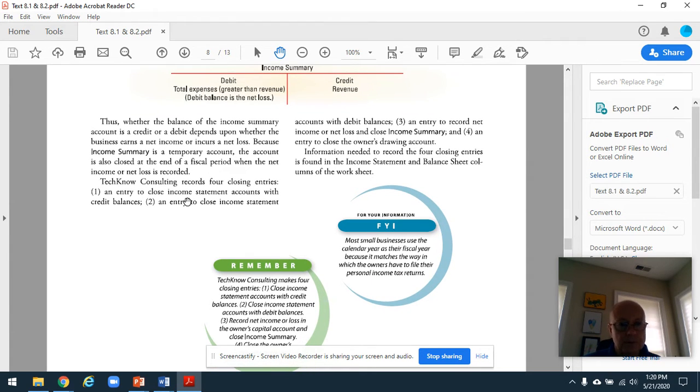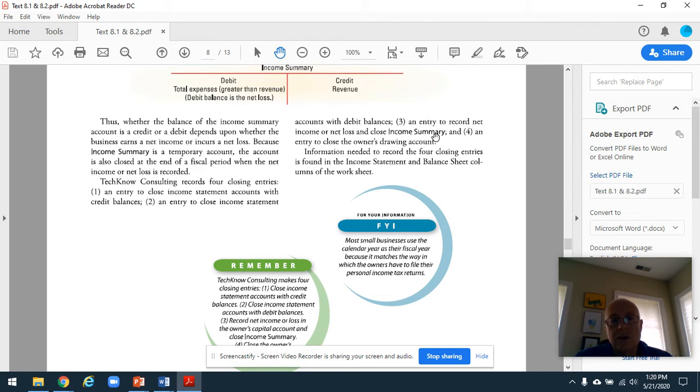So the steps are, you need an entry to close the income statement accounts, which are, guess what? Chart of accounts, income statement, revenue, expenses, okay? And your owner's drawing. Okay, then you need to close the ones, sorry, let me start over again. So you need to close the ones with the credit balances. So your first step here is to close out your revenue account. Your second step is to close all your expenses and your owner's drawing account. Okay, then you got to have an entry to record net income or net loss. All right, and then you close the income summary, which you do.